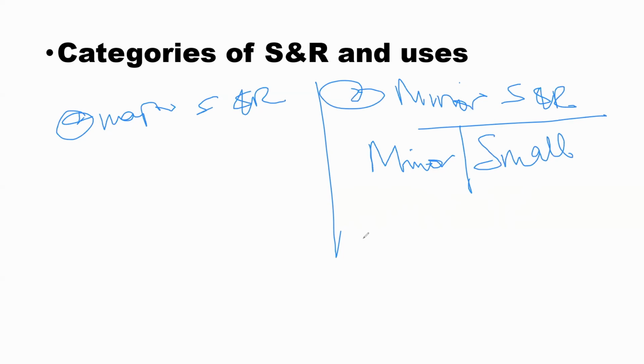Now, what are the minor time frames? What are the time frames that we're referring to as minor or small time frames? These are the time frames in which you take your entries. Either you take your entries or you refine.